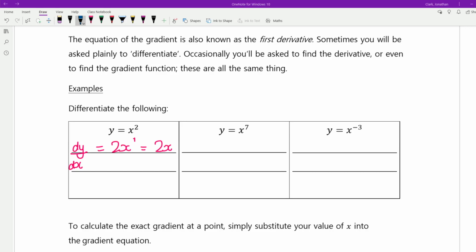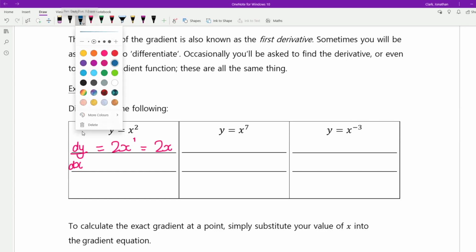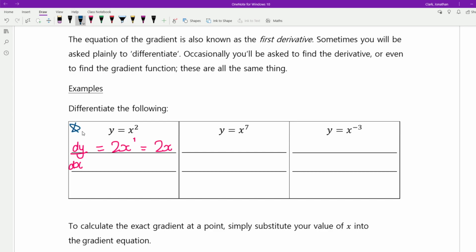Hi, so this video is more about the process of differentiation and practice in it and some of the key features that you're going to encounter during differentiation. So we've looked at this one already, which was the differential of x squared. We brought the power down and put the 2 in front. We took one off the power to get 2x to the 1, which is equivalent to 2x.